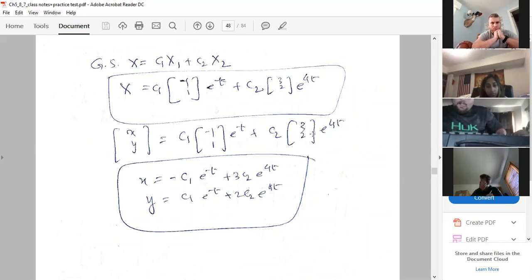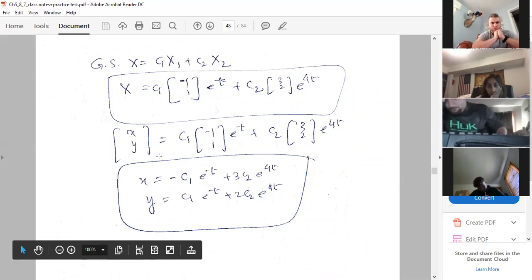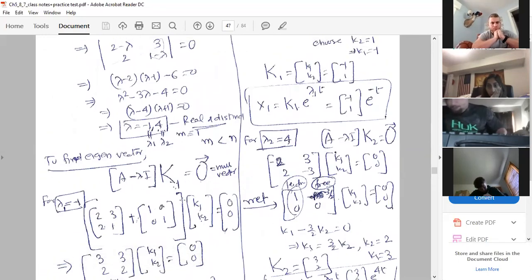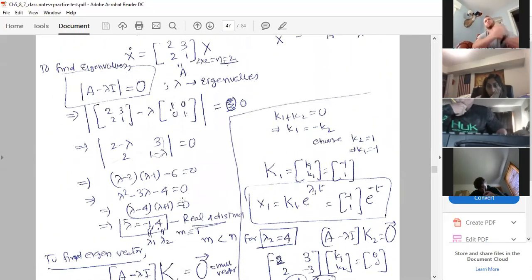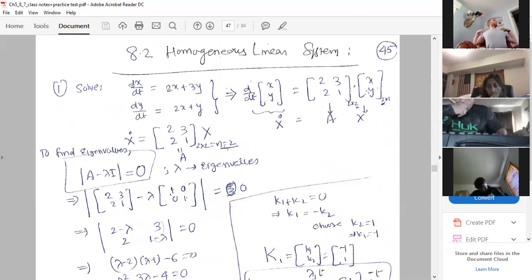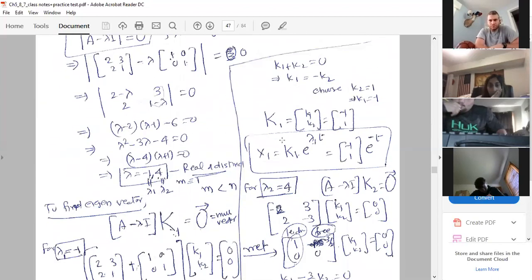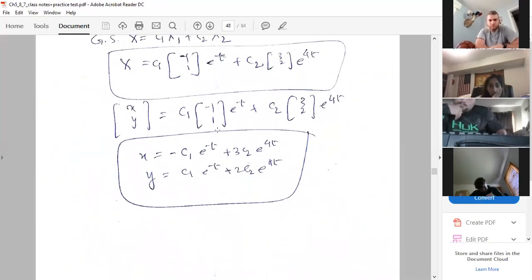x2 is this one. If I open this one, so negative C1 e to the power -t and 3C2 e to the power 4t, that is my x and y equal to this one. So x and y, whatever I was looking for at the beginning of the equation, these unknowns we are looking for, these x and y are the solutions. These solutions are given in this form.